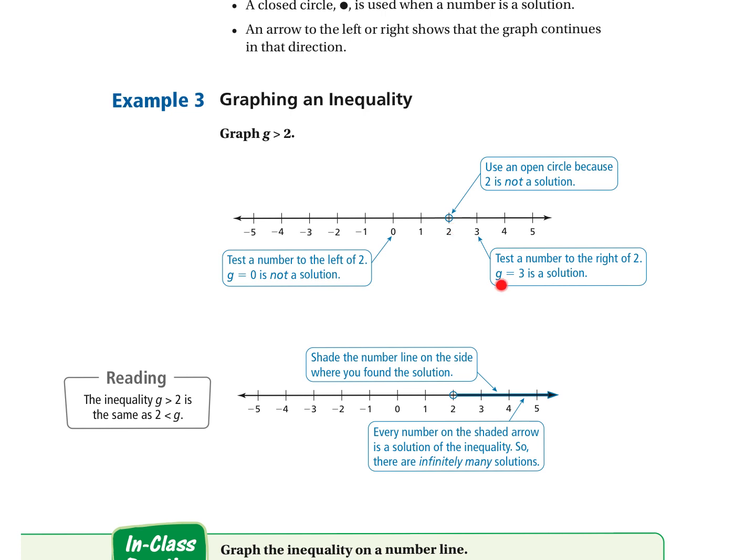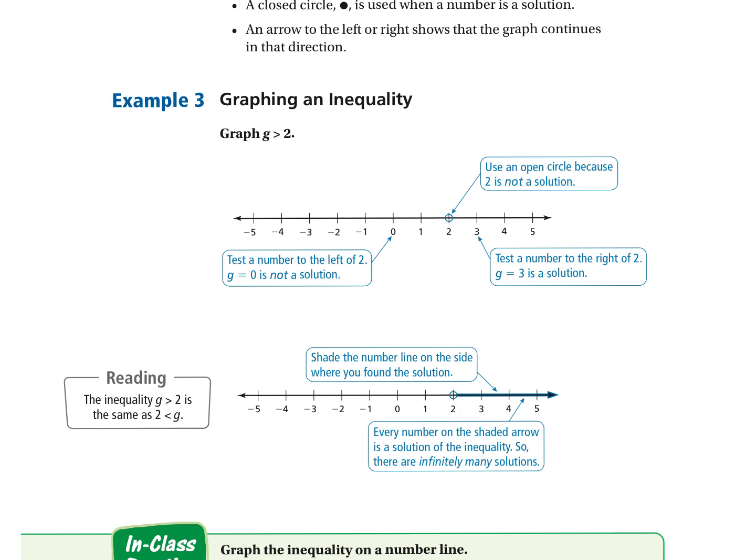And then it says right here, test a number to the right of 2 and see if it would be a solution. If you plug in 3 for G, would that be greater than 2? Yes. So we know that's a solution. If I do the same with 4, 4 is greater than 2, 5 is greater than 2. So basically, I know that any number to the right of this open circle should be greater than 2. But if I tested one to the left and I plugged in a 1 or a 0, these are not solutions. So I don't want to draw my arrow that direction.